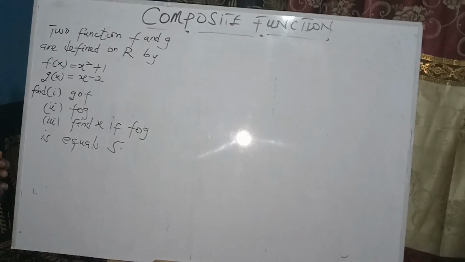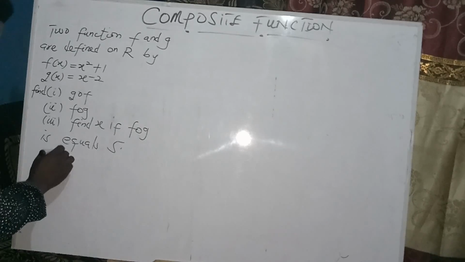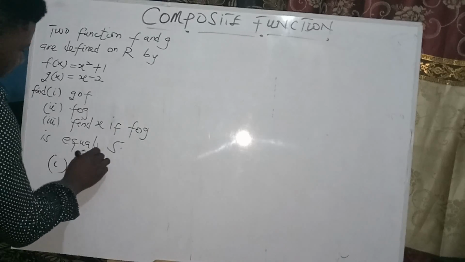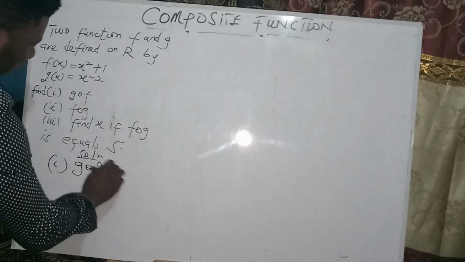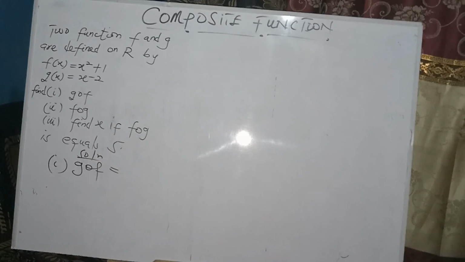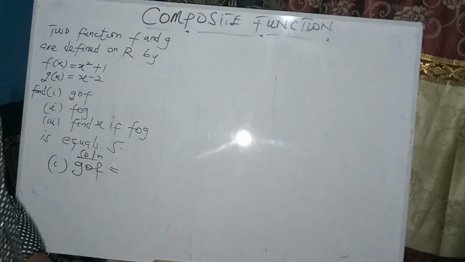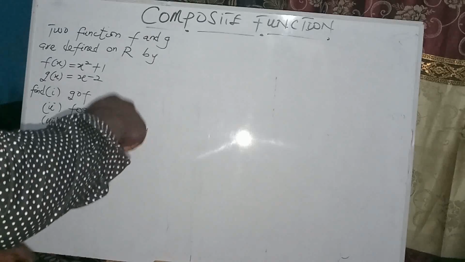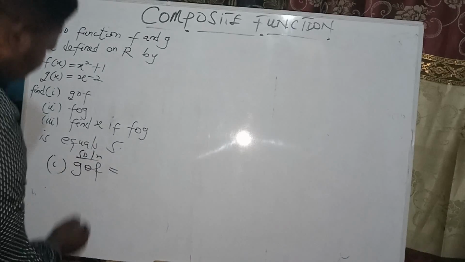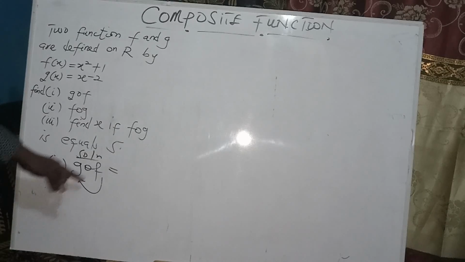So for the solution, let's take part I. They say g of f. When you see g of f, it's not anything so difficult. What they are telling you is that you are putting the last function into the first function that came. You are putting f into g.